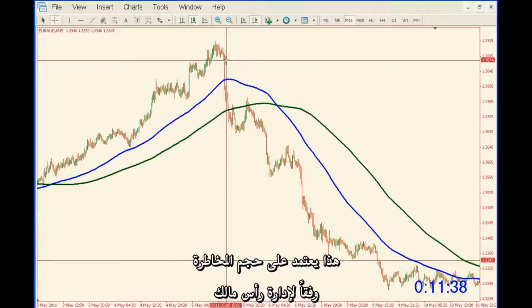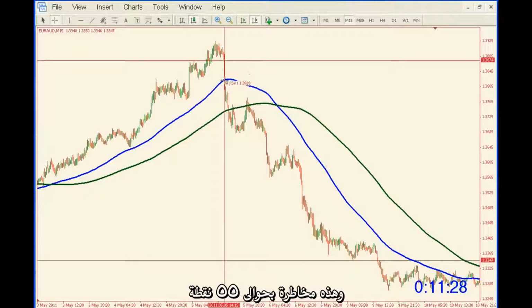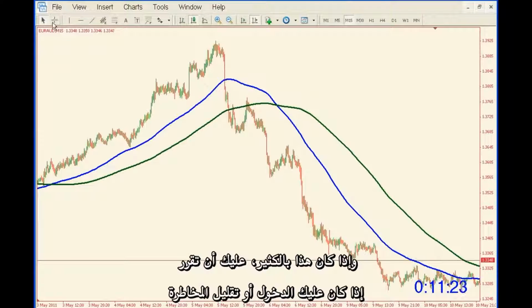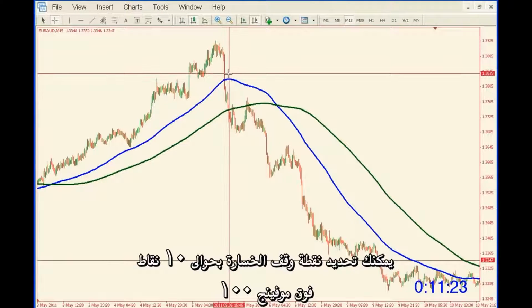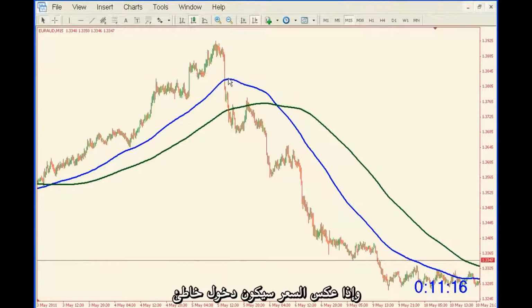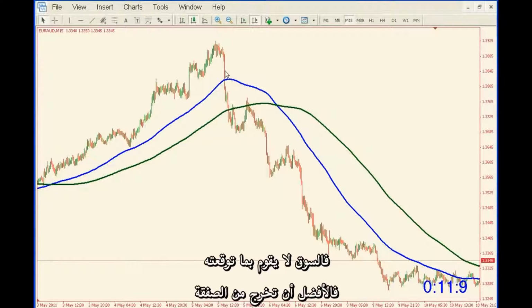Now it all depends what you can risk, for your money management. But right here, this is a 55 pip risk. And if that's too much for you, you just have to decide if you should even get in a trade or where your risk should be. You could put your stop about 10, 20 pips above the 100, and then you know that if it comes back against you, you were wrong. So basically, if you were wrong, you get out. The market's not doing what you expected it to do, so you get out of the trade.